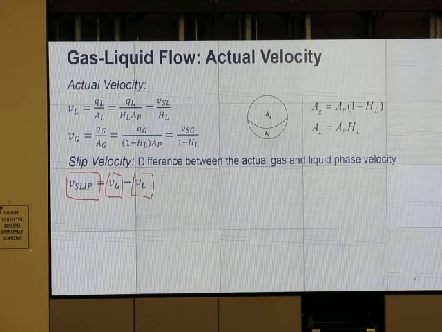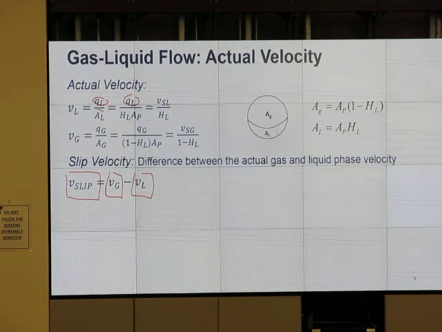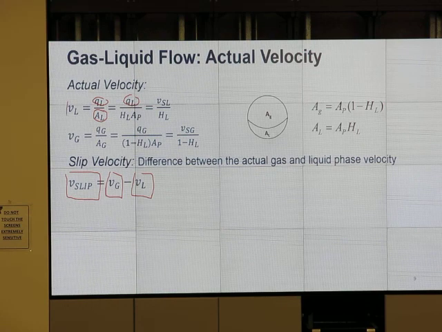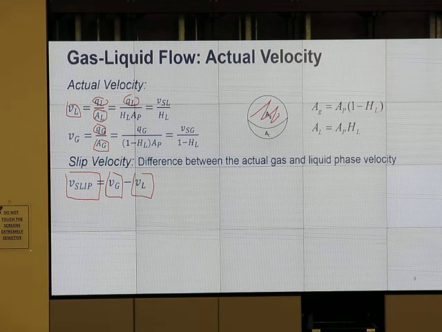Actual velocity is volumetric flow rate divided by actual cross-section area occupied by liquid phase. So that will give me actual VL. Actual VG is gas flow rate divided by surface area occupied by gas, or just the top part. Okay, that is VG. Or if we know liquid holdup already and we know VSL, this is a conversion between VSL and VL, actual liquid velocity. For the case of stratified flow, V slip is V gas, actual gas velocity, minus actual liquid velocity. Question? It's just a definition.